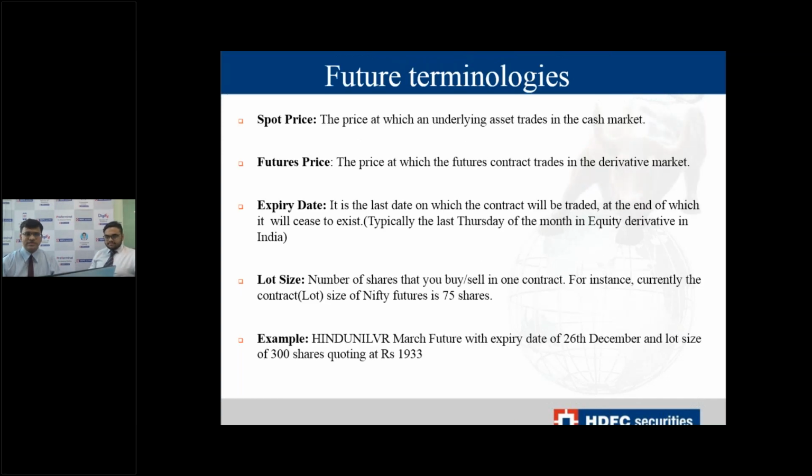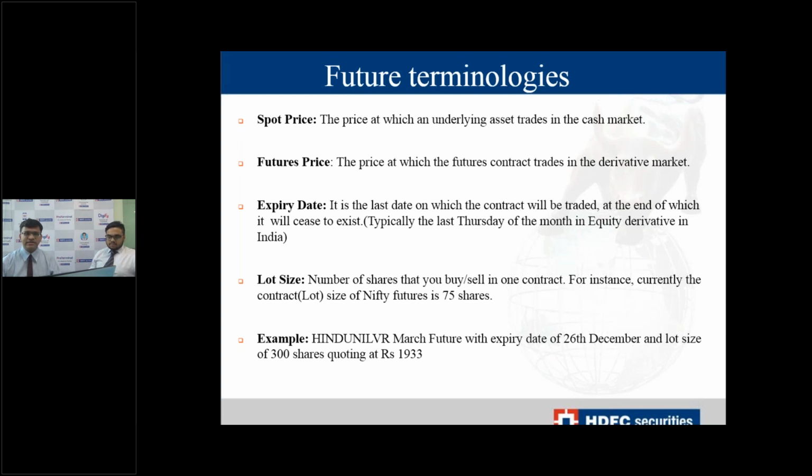Now, what are the various terms that are used in the futures market? The first one is the spot price. This is the price at which an underlying asset is trading in the cash market. Then we have the futures price. The futures price is basically the price at which the futures contract is trading in the derivative markets.